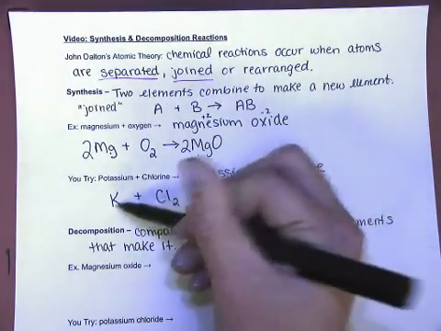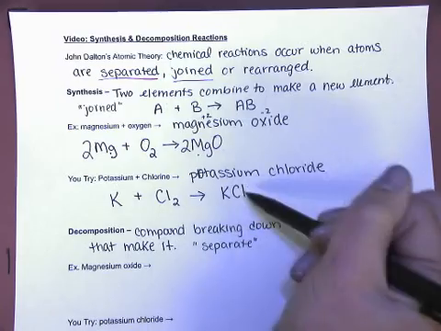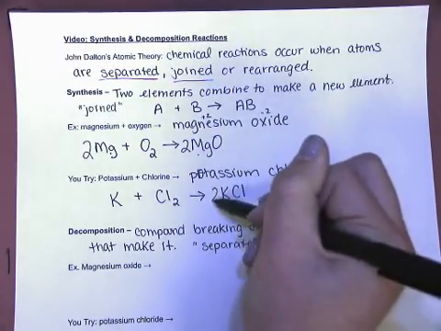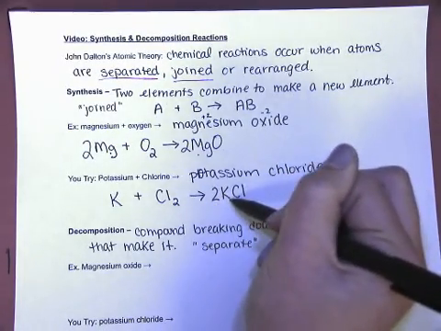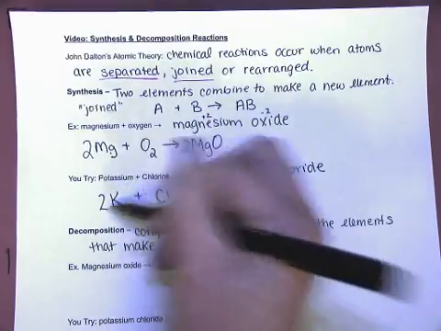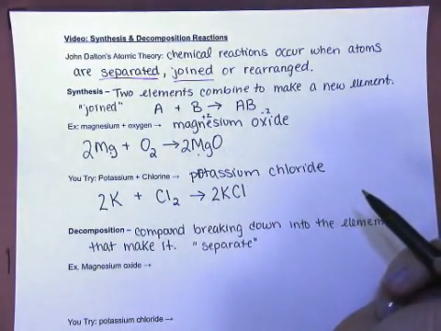Now I balance. One potassium, two chlorines, one chloride, so I added a 2 in front of the KCl, which changes my potassium, so I added a 2 in front of the potassium.